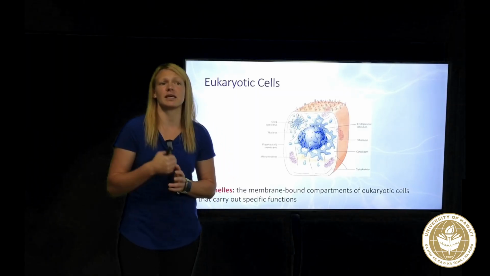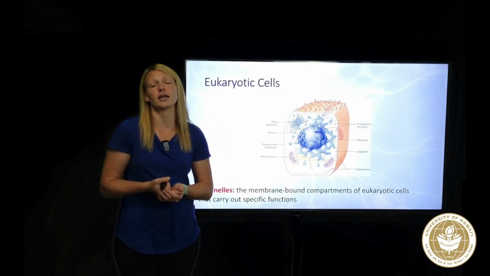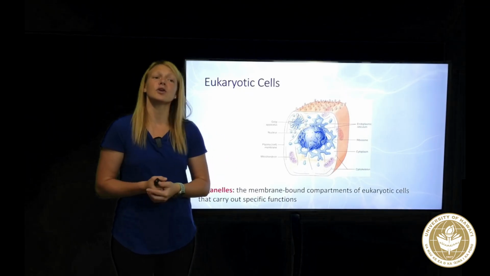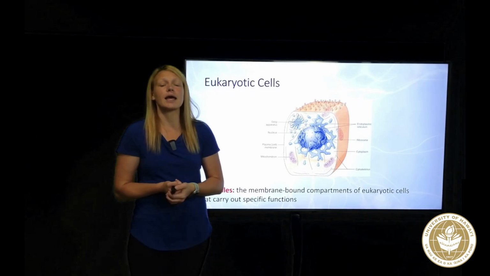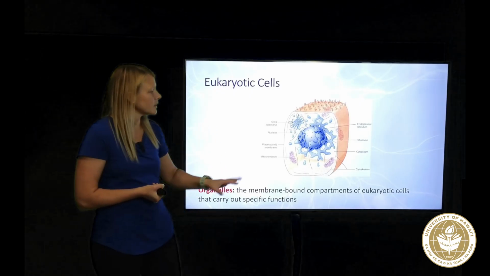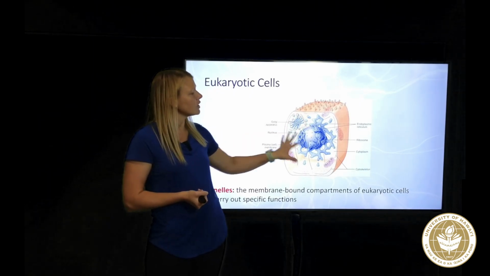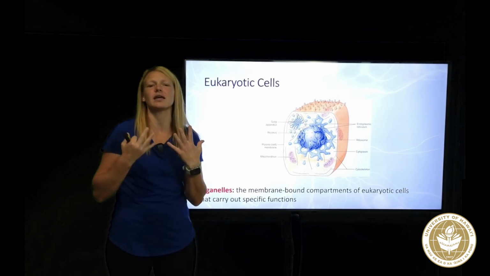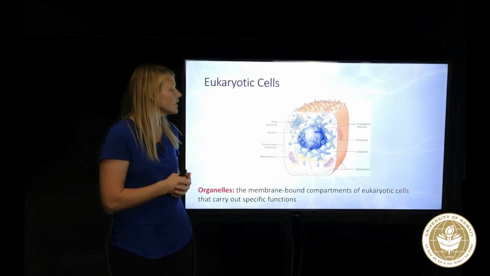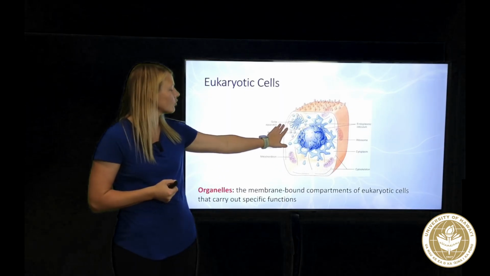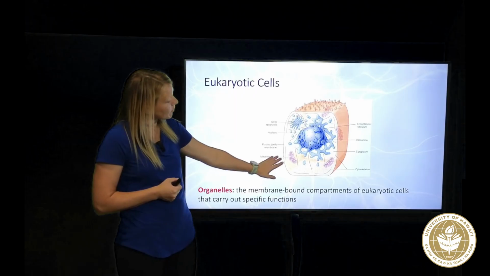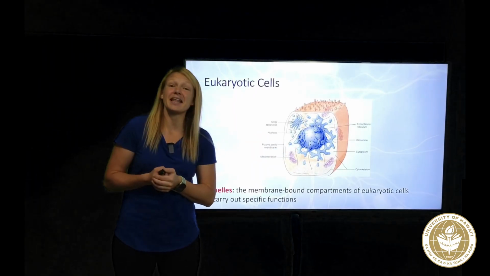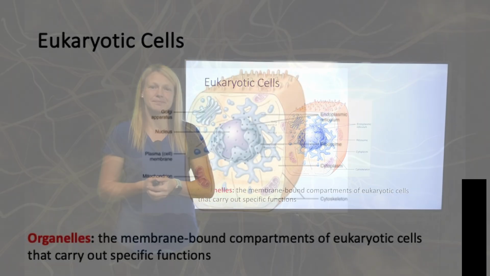Eukaryotic organisms can be either unicellular or multicellular. In terms of this class, we're mostly going to be thinking of multicellular eukaryotic organisms. And like I said, we're going to talk about some of these really unique organelles that we find inside eukaryotic cells, meaning they have unique functions. So we'll talk about our nucleus, the Golgi apparatus, the mitochondria, ribosomes, and endoplasmic reticulum in the following slides.